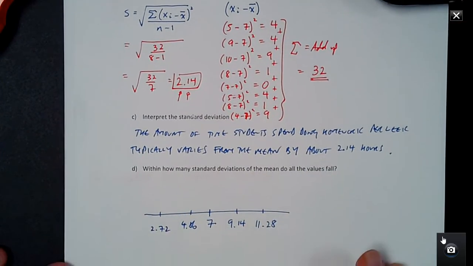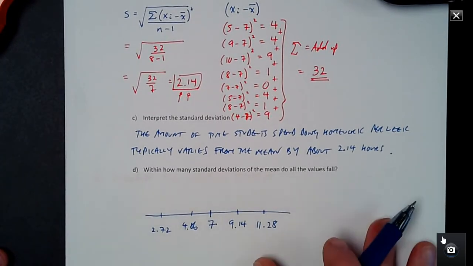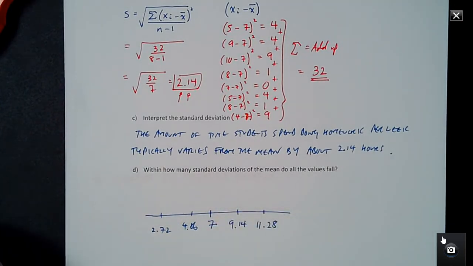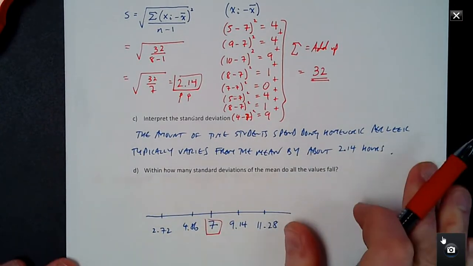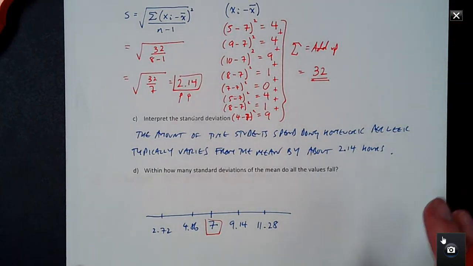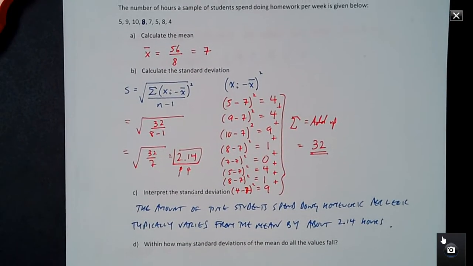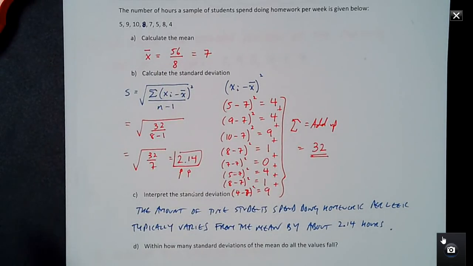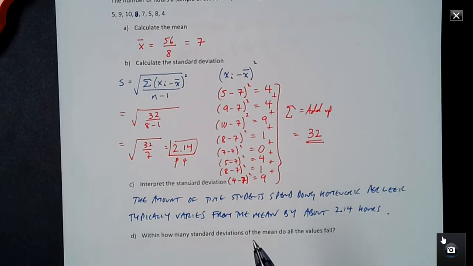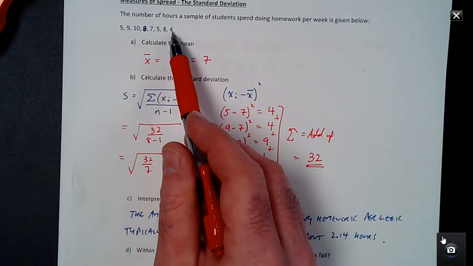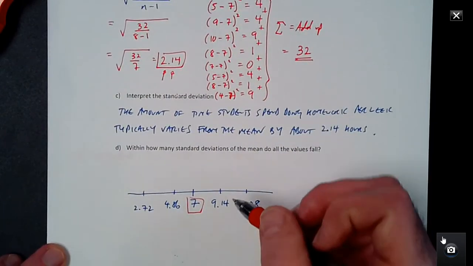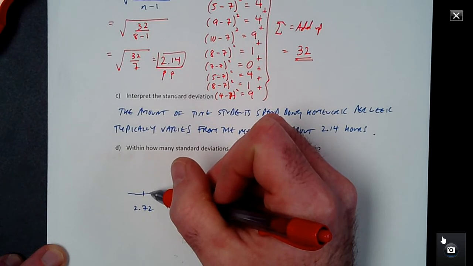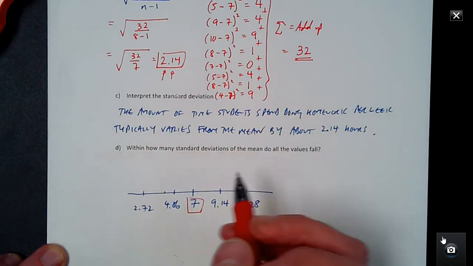Now I could keep on going, but the question was, within how many standard deviations of the mean do all the values fall? So remember, here's the mean, and my values, which I had all the way up here, let's just bring those down again. Okay, were 4, 9, 10, 8, 7, 5, 8, and 4. Okay, so if you look at all that data, the lowest value I have is 4, and the highest value I have is 10. So 10 would be roughly around here. 4 would be roughly around here. But I've got to do it equal numbers on each side.